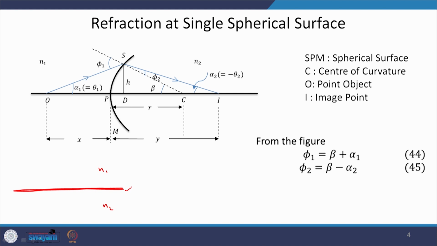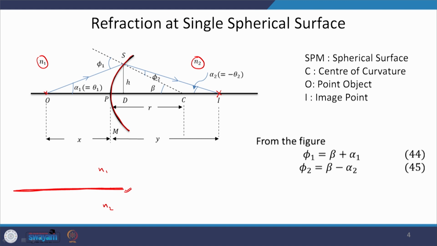But what if this line is not straight? What if this line is curved? This is the point which would be addressed in this slide. Suppose this is the curved line which separates the two media. This SPM is the spherical surface which separates two media of refractive index n1 and n2 respectively. And a source is kept at point O, and an image is being formed at point I.